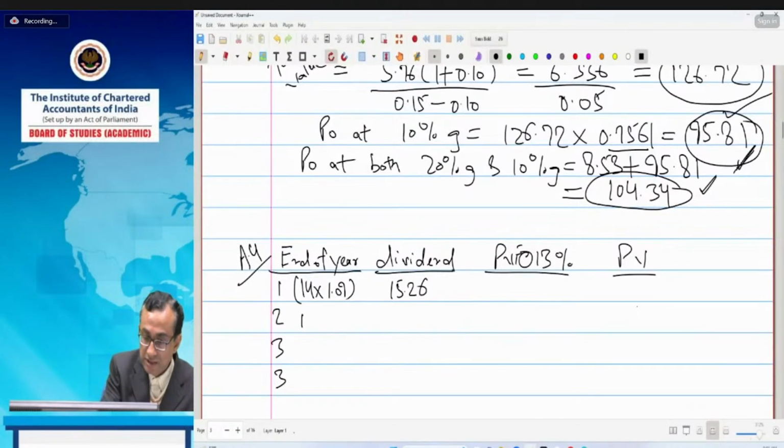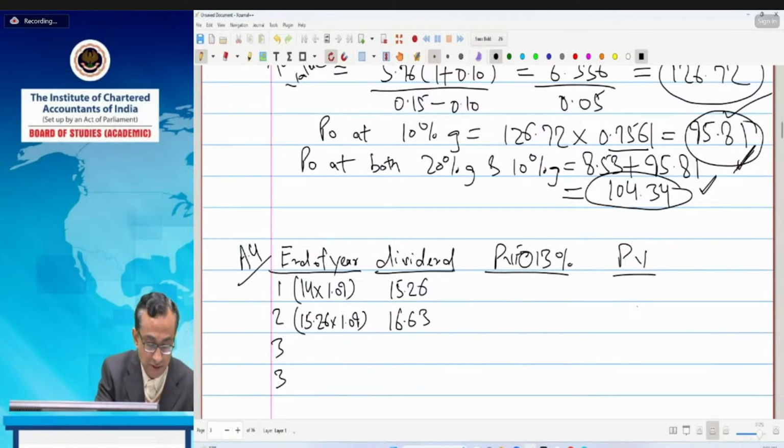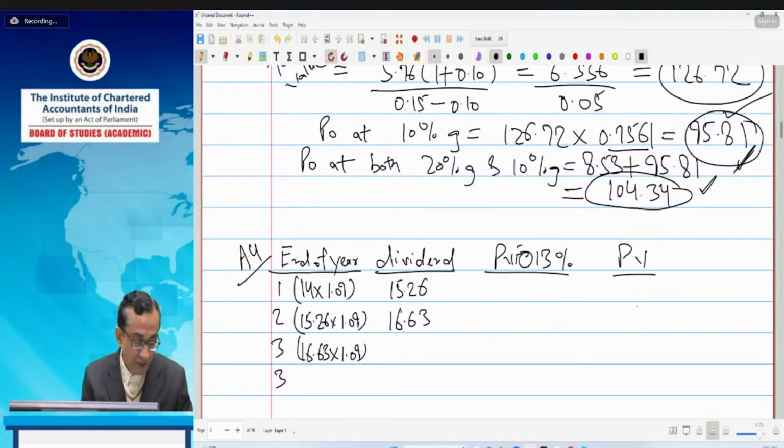Now, what is the dividend at the end of the second year? It will be the dividend at the end of the first year multiplied by the growth rate, which is 9%. So 15.26 multiplied by 1.09 comes to 16.63. Now again, 16.63, the dividend at the end of the second year, will be multiplied by the growth rate 9% to arrive at the dividend at the end of the third year. So 16.63 multiplied by 1.09 will basically come to 18.13.